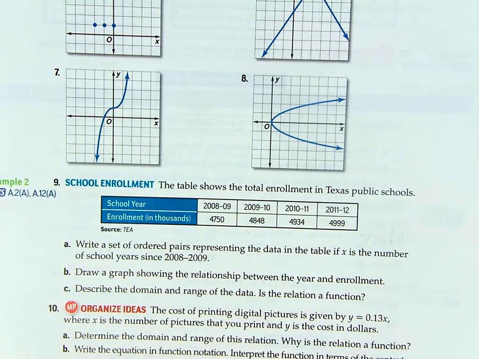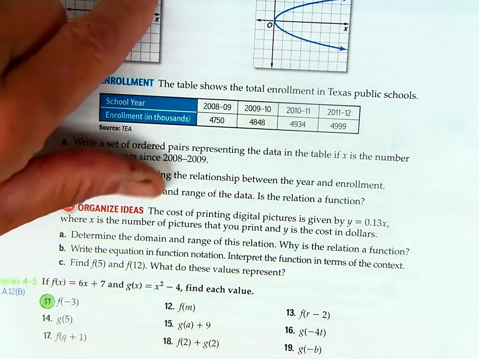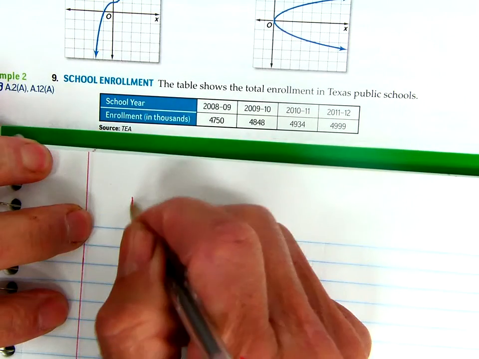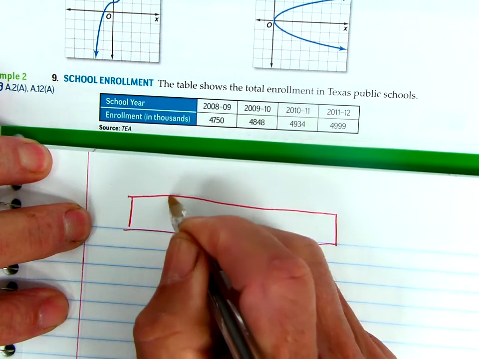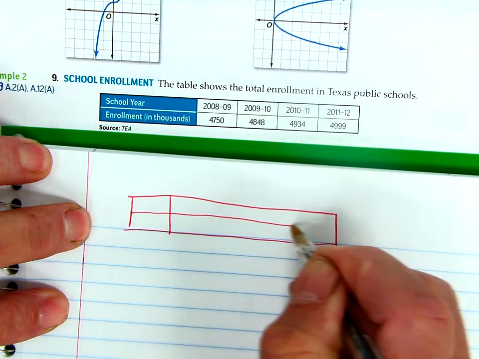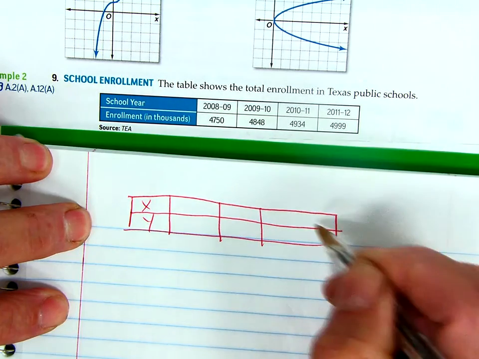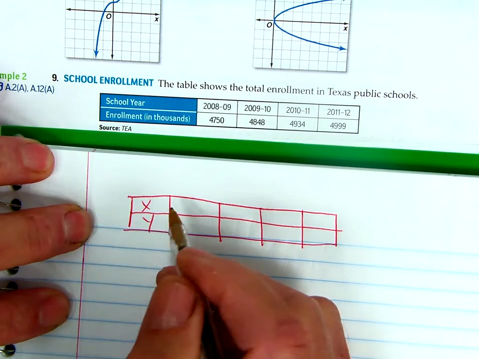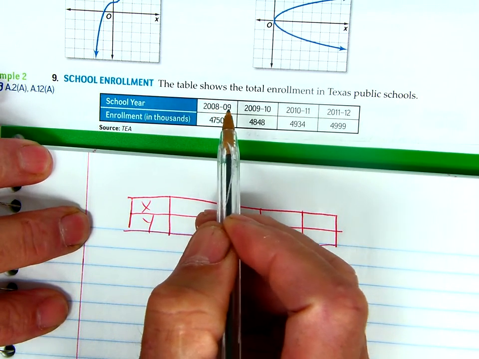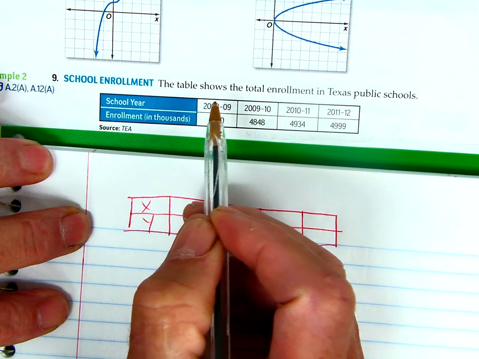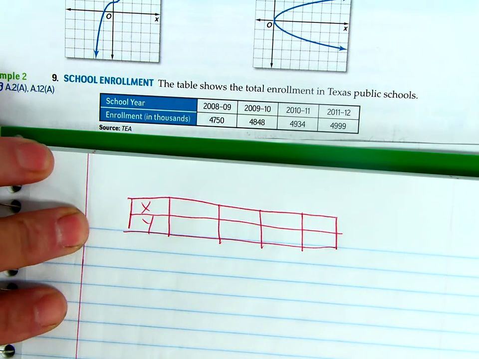These get a little bit confusing, but they generally follow the same pattern. X is going to be our input. It's going to go on top. Y is going to be our output. It goes on the bottom. X, Y. If it's the number of years since 2008-9, then in this very first column, how many years has it been since 2008-9?